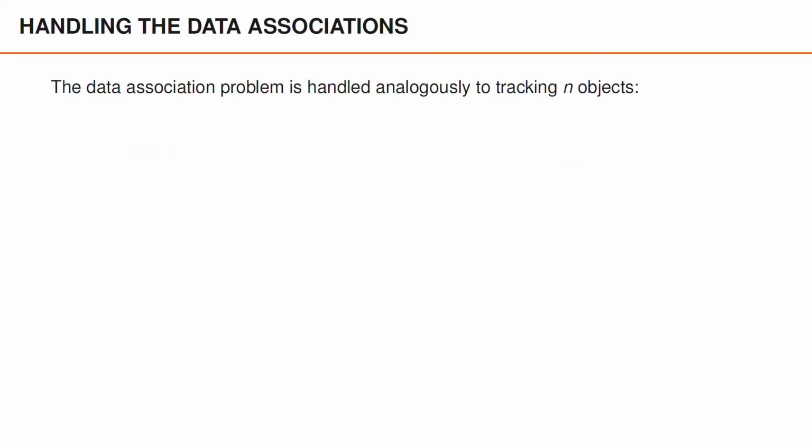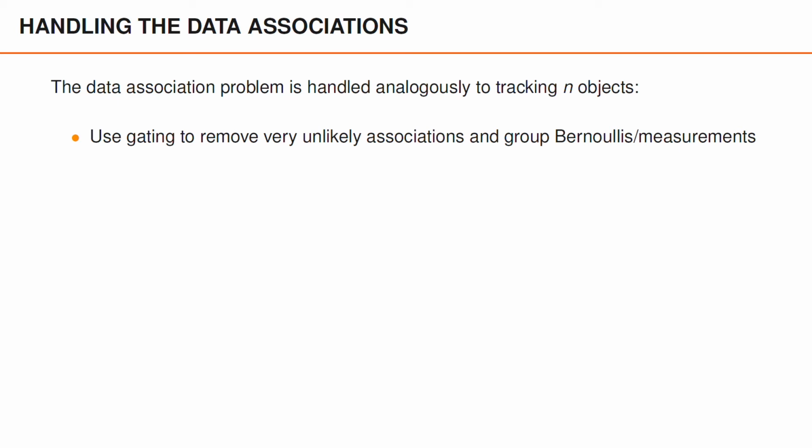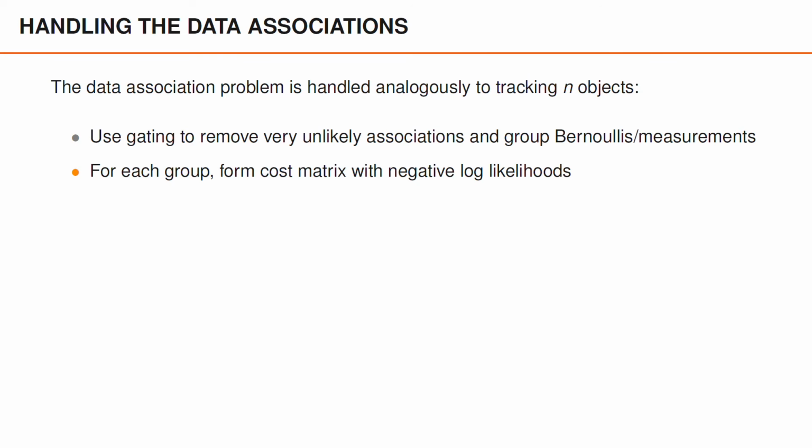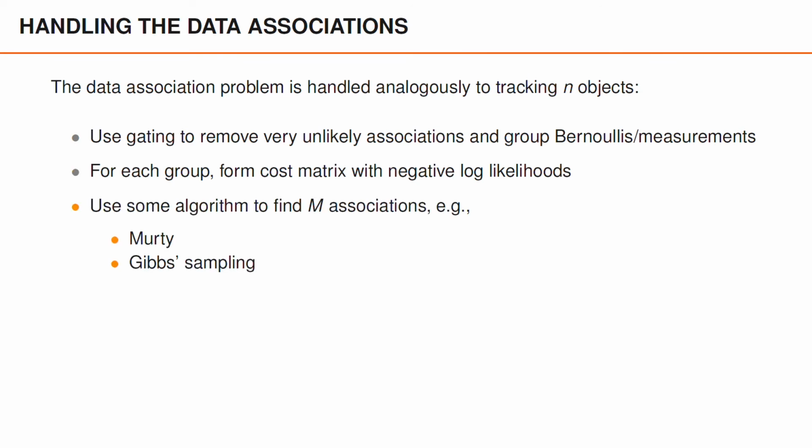As we saw when we presented pseudocode for the hypothesis-oriented MBM update, for each prior multi-Bernoulli, we have to compute a number of data associations. And this is handled analogously to how we handle data association in n-object tracking. We use gating to remove very unlikely associations and to group the Bernoullis and the measurements. We form a cost matrix with negative log likelihoods, and then we use some method to find M associations. For example, we can use Murty's algorithm or Gibbs sampling. And all other associations are truncated. So if you feel uncertain about any of these steps, you can go back and review that material after finishing this video.